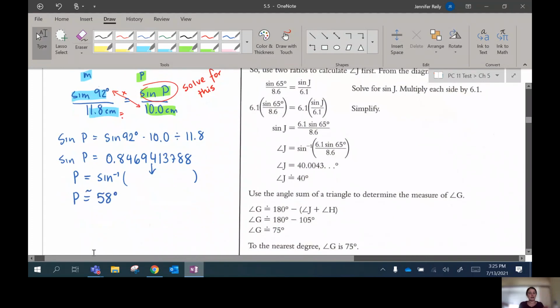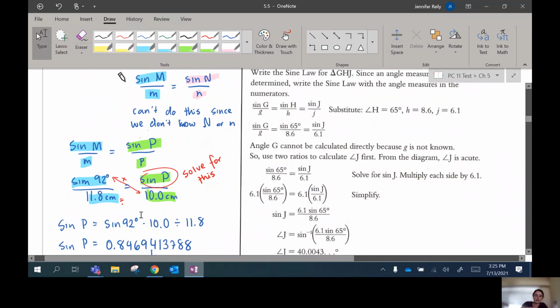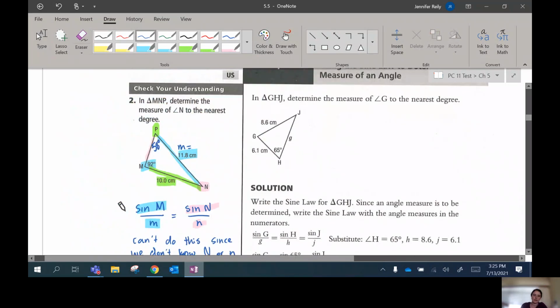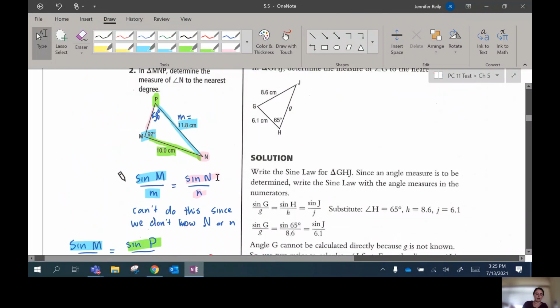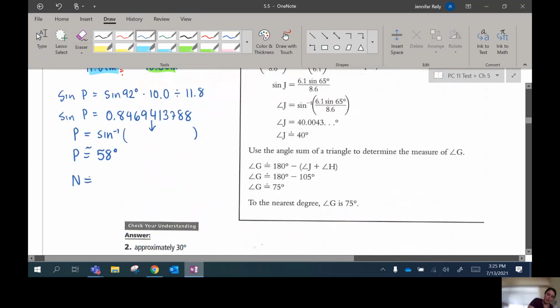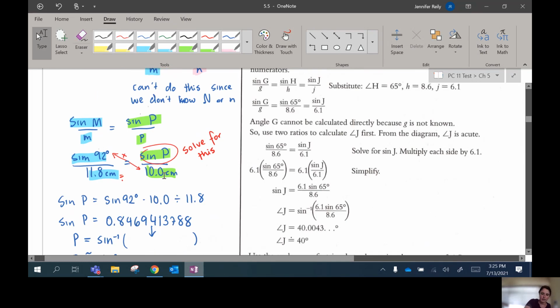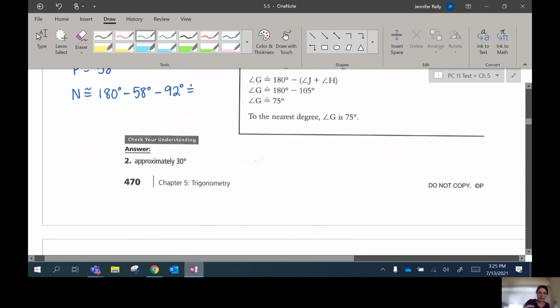Now, that's not the final answer yet because I didn't need P, but I'm going to use it now to find N. What I know is that all the angles in the triangle must add to 180. So if I know that one is 92 and one is 58, I can now find angle N. So angle N would be approximately 180 minus 58, the one I just found, minus 92, the other one. And that would be approximately 30 degrees.